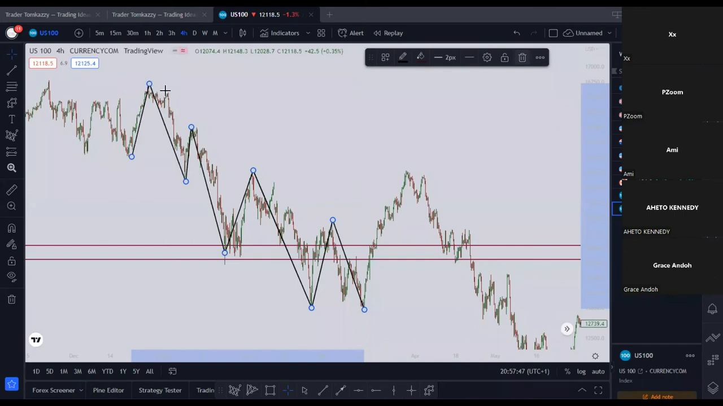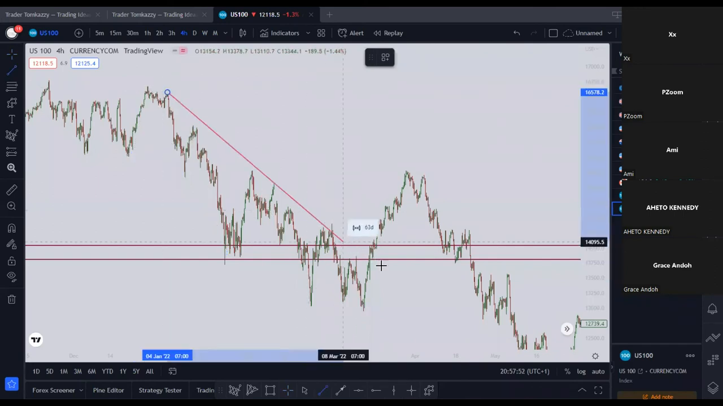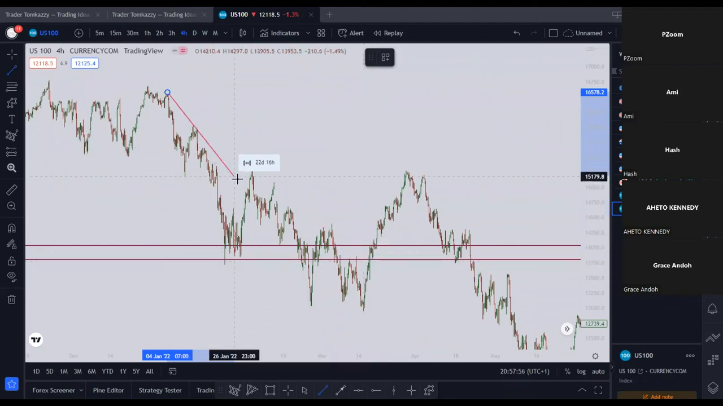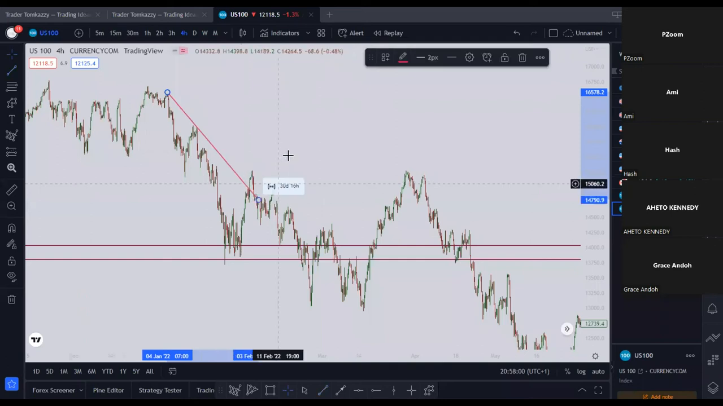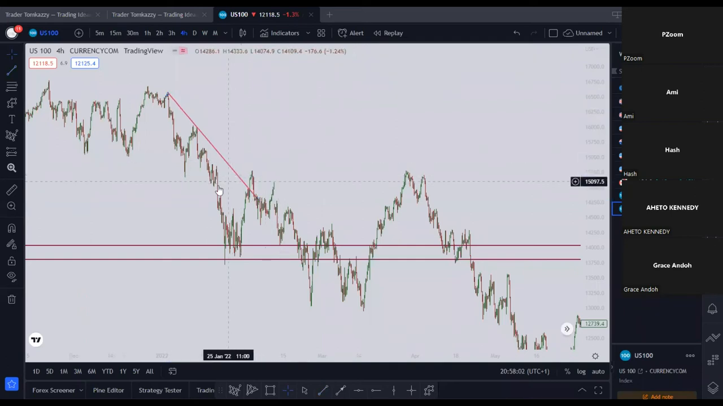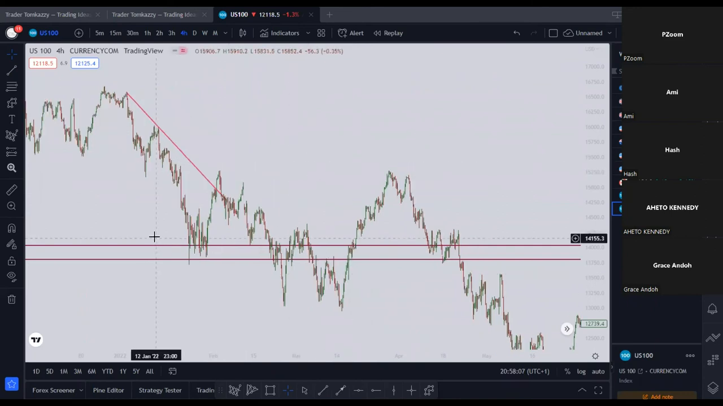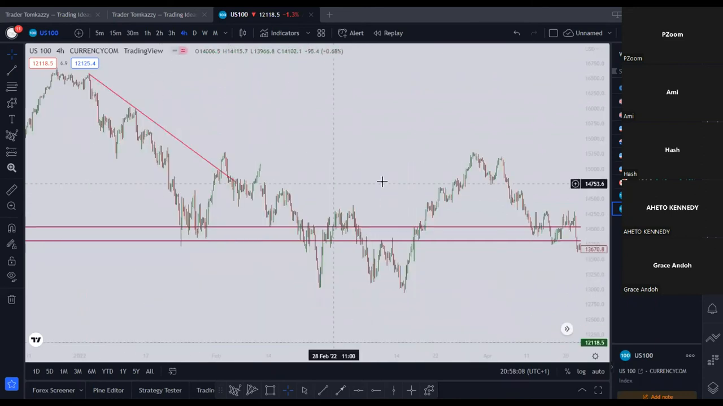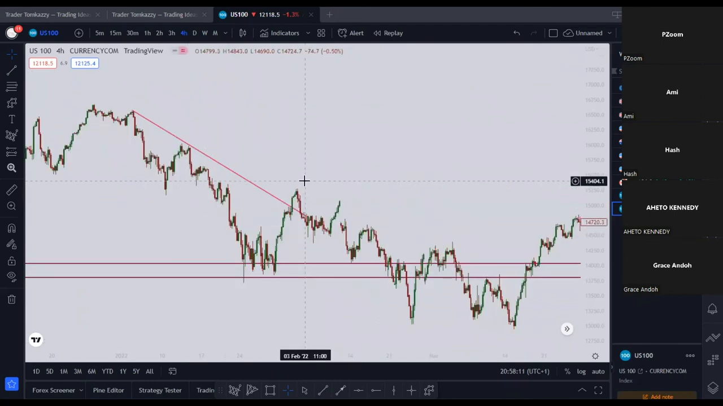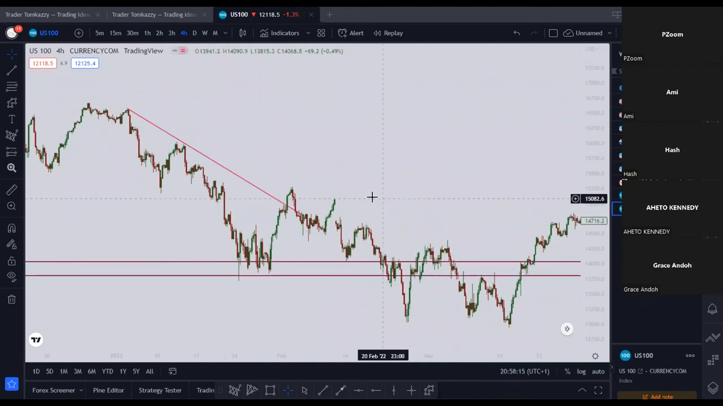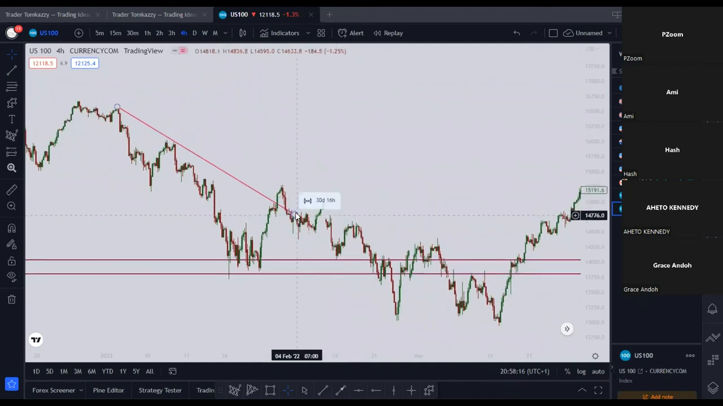All right, so I connect this one here. This is the first one. There's something I'm going to show later on. Not all pairs move in a nice way. That's why we have adjustment of our trend line, or there are fake outs.